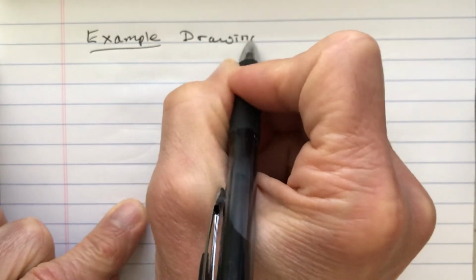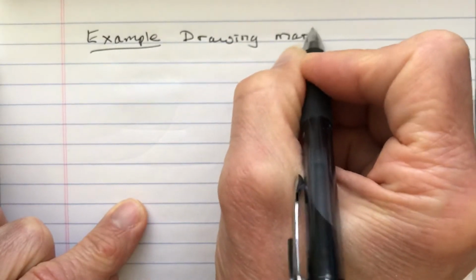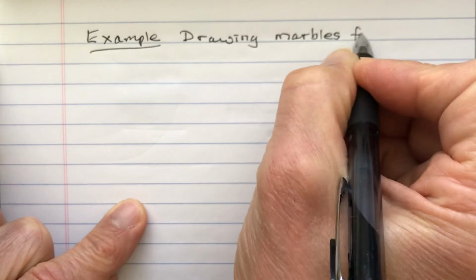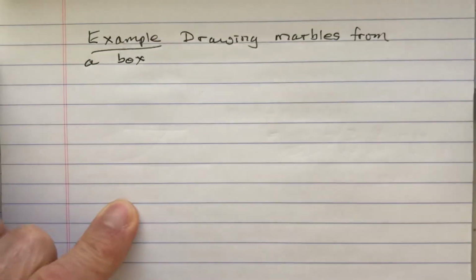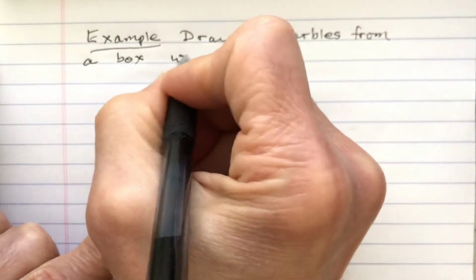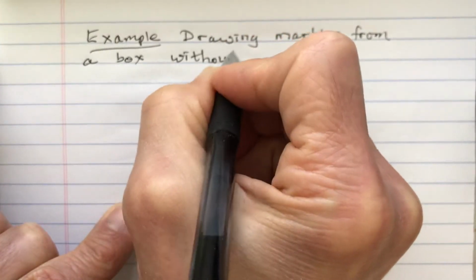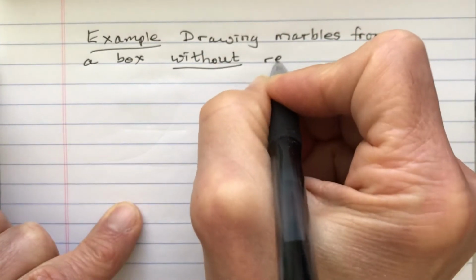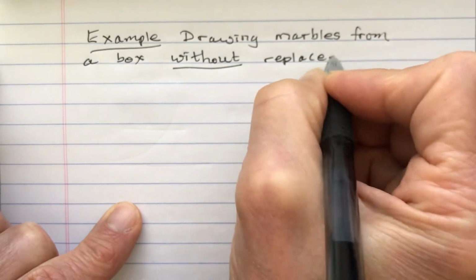In this example, we draw marbles from a box with replacement. I'm sorry, without replacement. So here we do not replace the marbles.